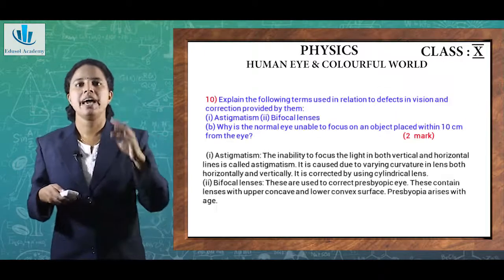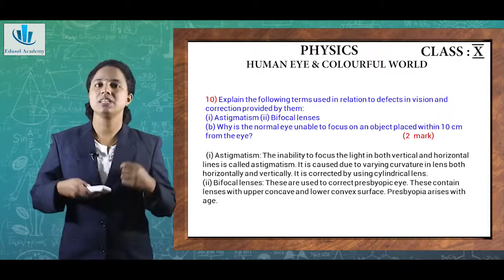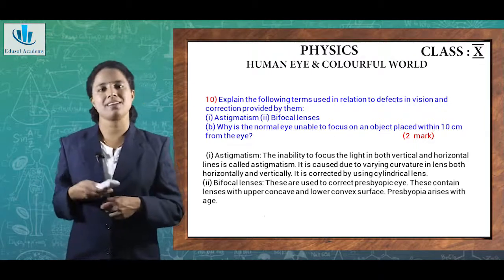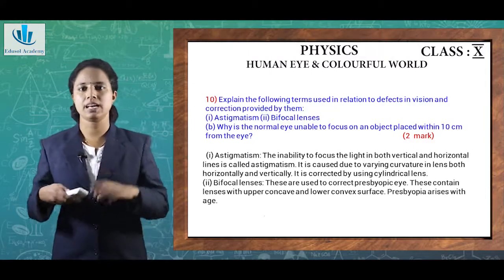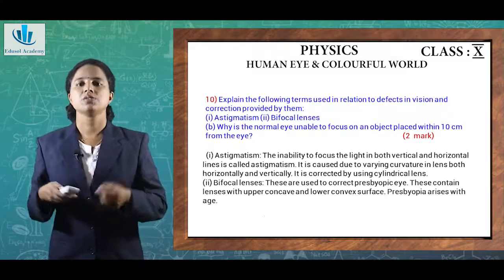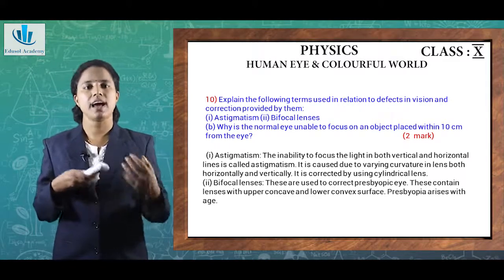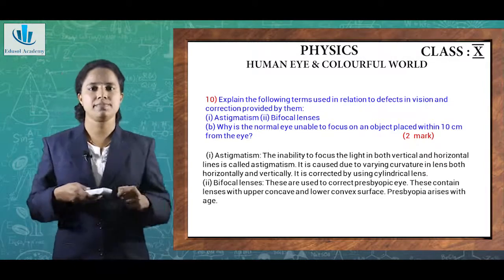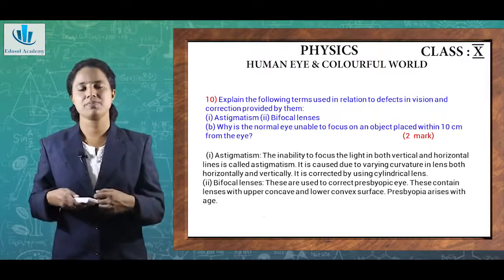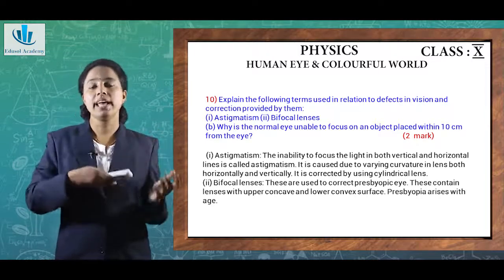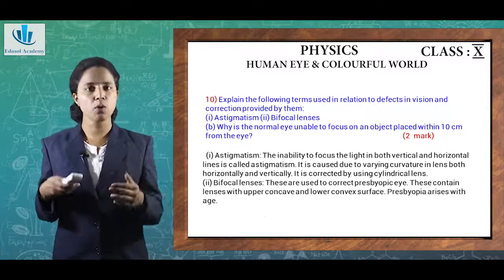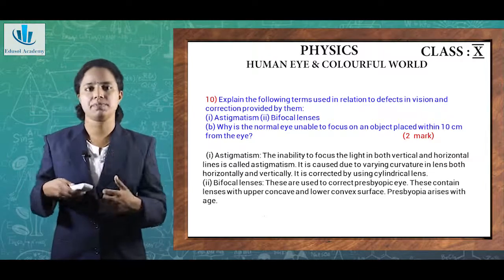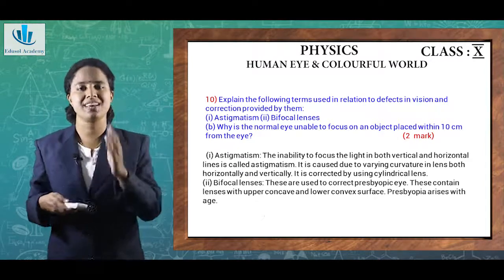Next question, explain the following terms used in relation to defects in vision and the correction provided by them. So, first one is astigmatism. So, what do you mean by astigmatism? It is a defect of vision, isn't it? So, the inability of our eyes to focus light in both vertical as well as horizontal lines is called astigmatism. And how is astigmatism caused? It is caused due to the varying curvature of the lens both vertically as well as horizontally. And how can we correct astigmatism? They can be corrected by using cylindrical lenses.